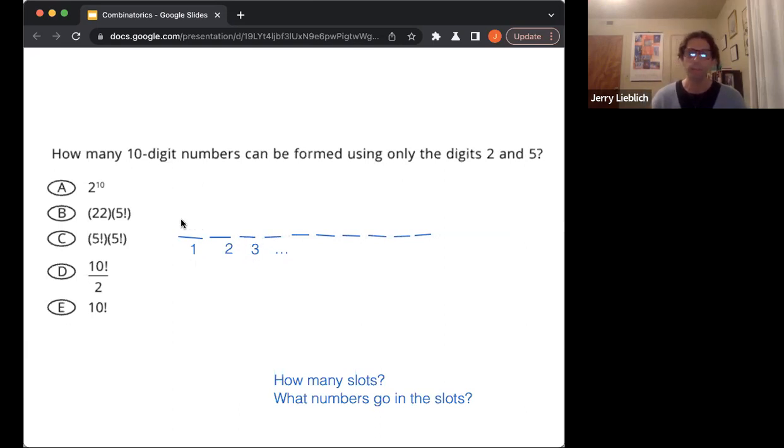How many choices do I have for the first slot? Well, it's 2 and 5. So 2 different choices. It can either be a 2 or a 5. Second slot, either a 2 or a 5, a 2 or a 5, and so on and so on. When I multiply all these together, I have 10 2s, which is 2 to the 10th, 2 times itself 10 times.